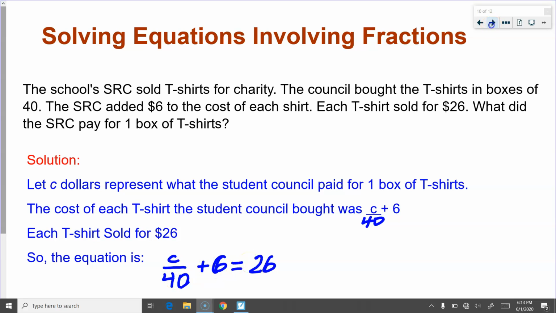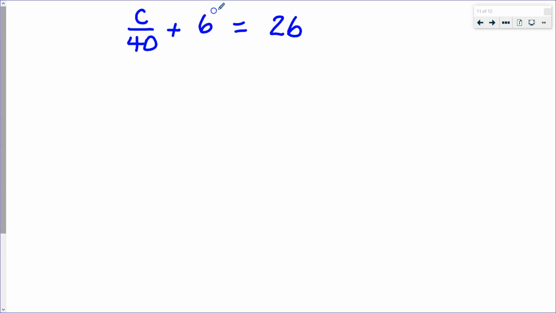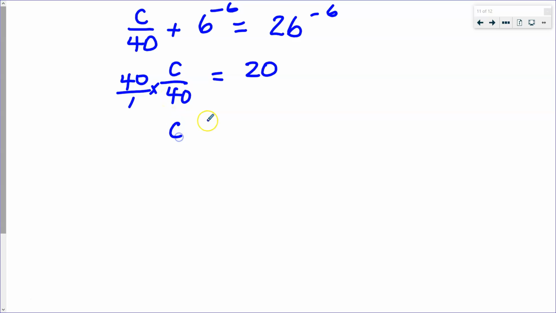Now let's solve it. Okay, so now we've got fractions in there. Not a big deal. Same rules apply. I want to get this variable by itself, so I'm going to subtract 6 from each side. Let's do that step first. Okay, keep C over 40. 6's are gone. 26 minus 6 is 20. All right, now in order to get C by itself, I need to what? Multiply by 40 over 1. Right? So if I do that, I've got 40C over 40. So I get C by itself.